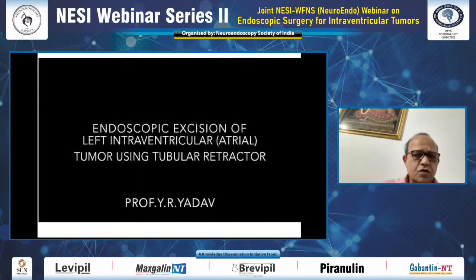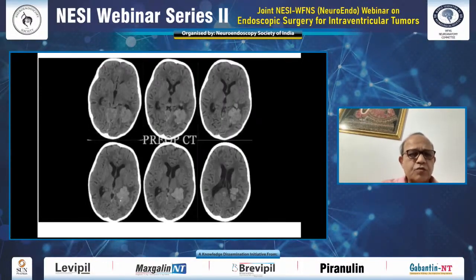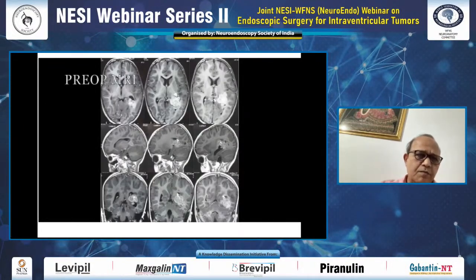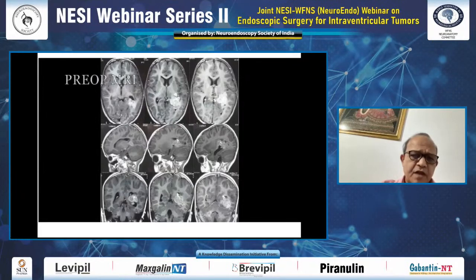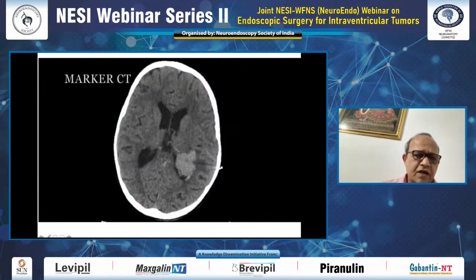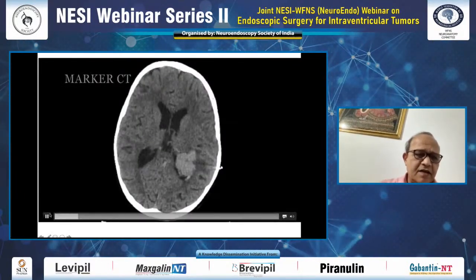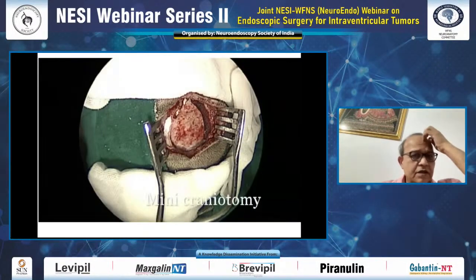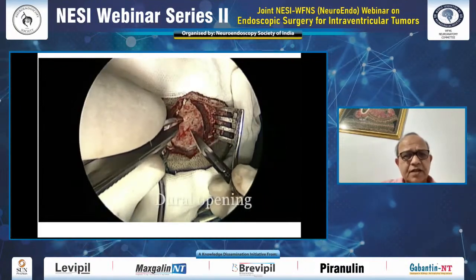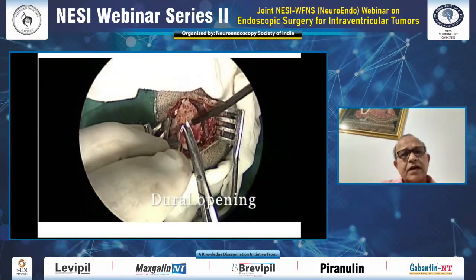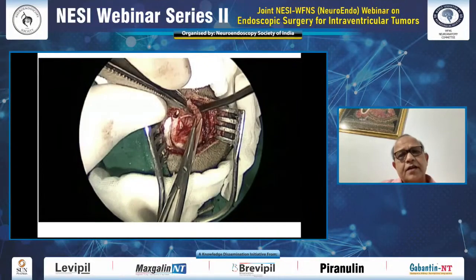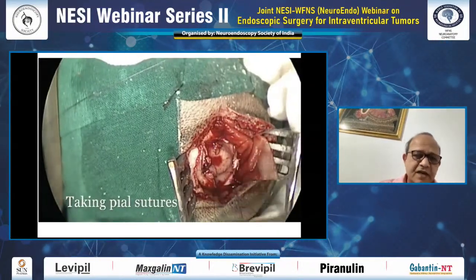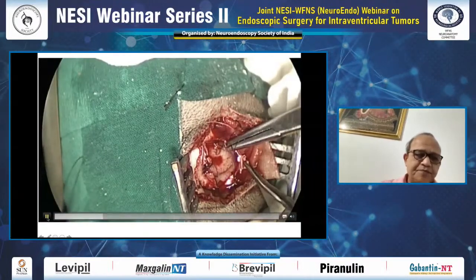This is another short video of an intraventricular tumor, a large tumor in the atrium. This was a choroid plexus papilloma. And again, one can see that there is a marker there. Because we did not have the navigation, using this technique we can go directly to the area. This is very important. If you see, this is the pile stitch which is applied.